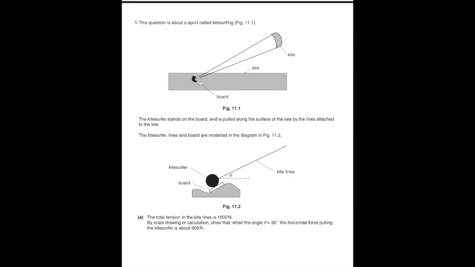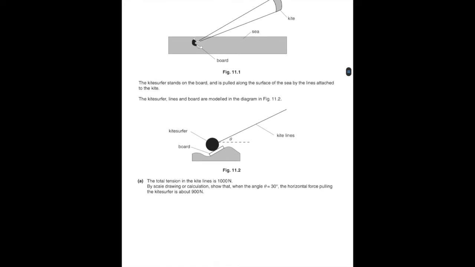So question 6, we're on to kite surfing. Again, I'm starting at the beginning because it's worth bearing in mind reading these bits of the questions because they may be useful later on. So you've got a kite surfer on a board being pulled along the surface of the sea by lines attached to the kite, and then you've got a diagram showing the lines and the angle that they make with the horizontal. So you can see immediately this is going to be about resolving forces.